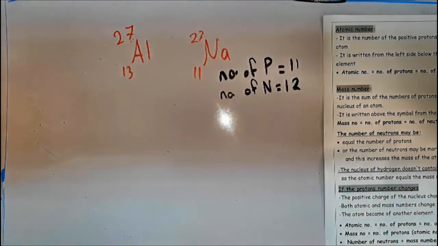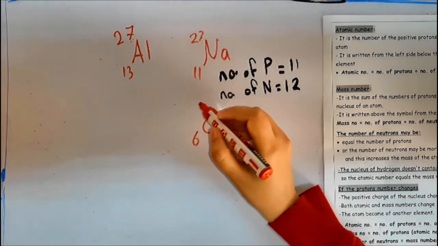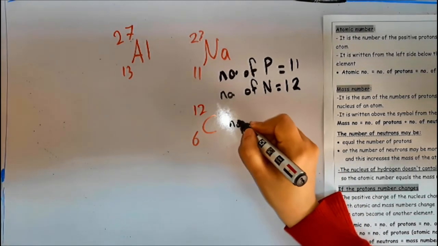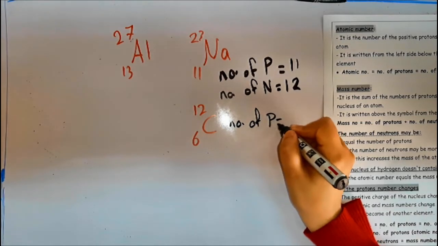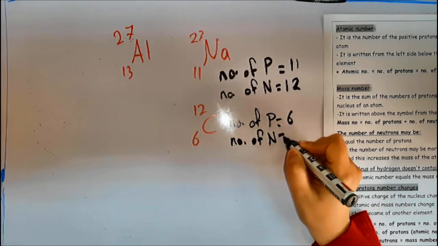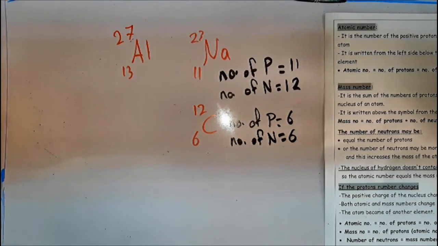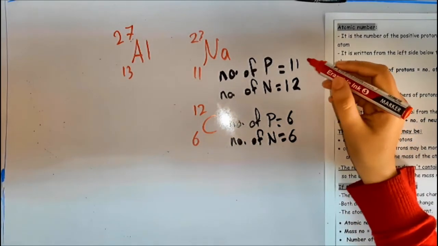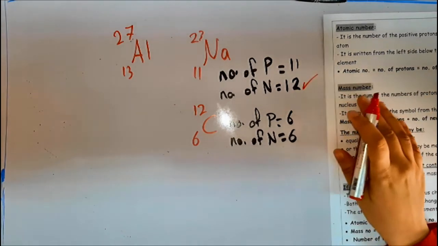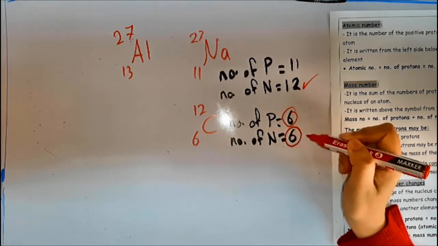In the case of carbon, it was 6 the atomic number and 12 the mass number, so the number of protons equals 6 and the number of neutrons, I will make mass number minus atomic number, equals 6. So here in the case of sodium, the number of protons is smaller than the number of neutrons, but in the case of carbon, number of protons equals number of neutrons.